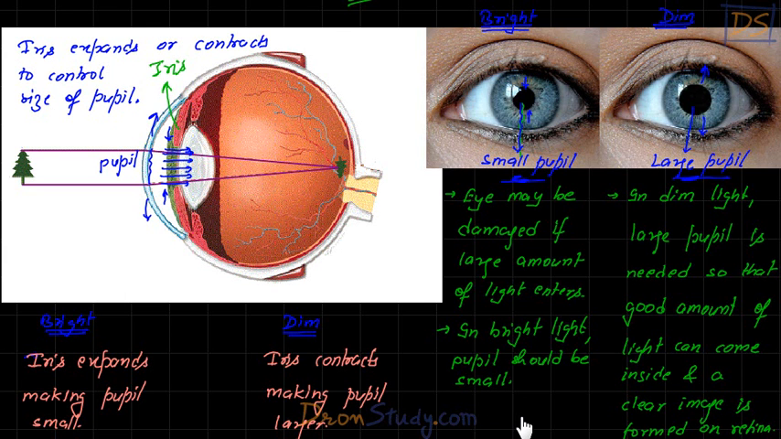So students, I hope you have understood the concept here, right? And please understand that this is happening all the time with your eyes. The size of the pupil is always changing when you are in bright light and when you are in dim light, students. Let us do some more examples here, which will help you to understand this concept even better.